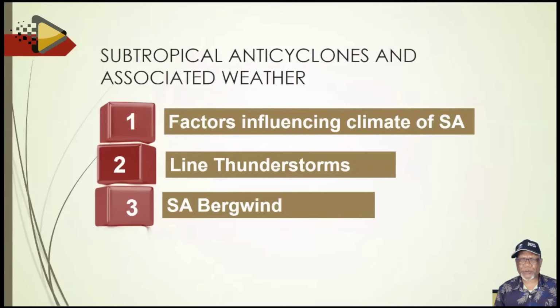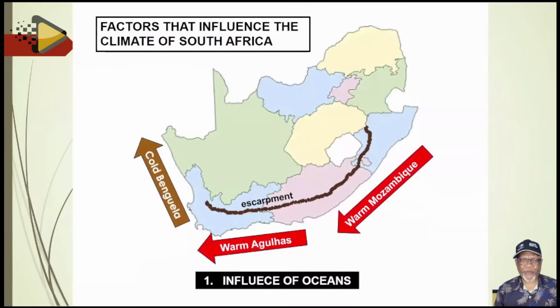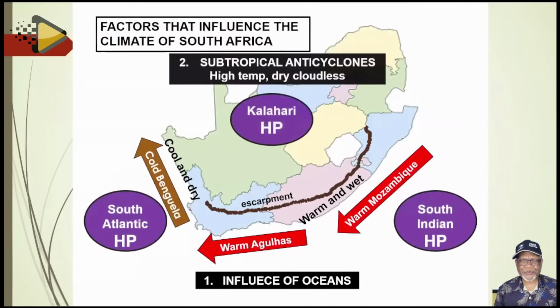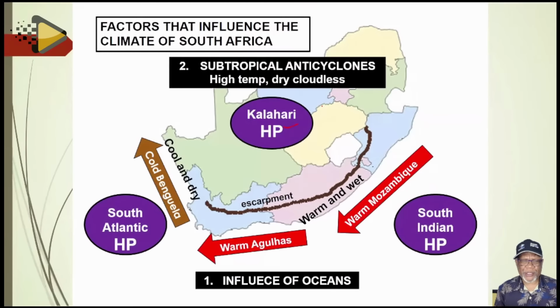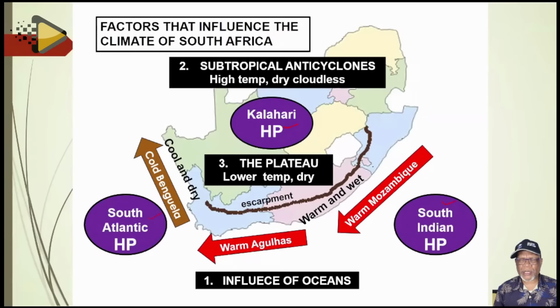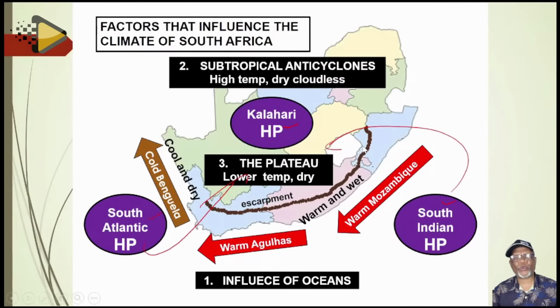Now let's look at the subtropical anticyclones. What do we have? We have 3 anticyclones. We have Kalahari, which is in the interior, South Atlantic, which is on the west, and South Indian on the east. So the anticyclones, what do they do? This one is blowing on a cold ocean, this one on the warm ocean. So the 2 air masses blow towards the interior, and we have already spoken about the system that will develop here. The 2 air masses form.